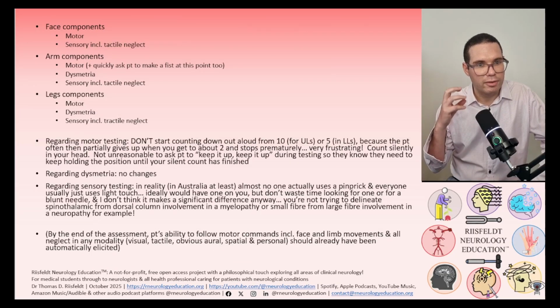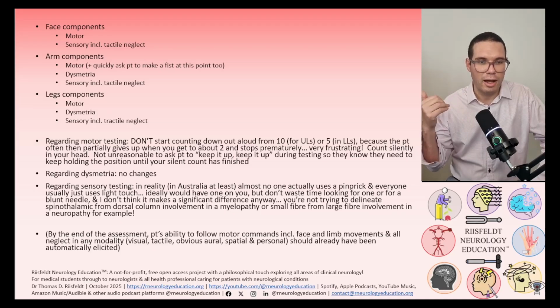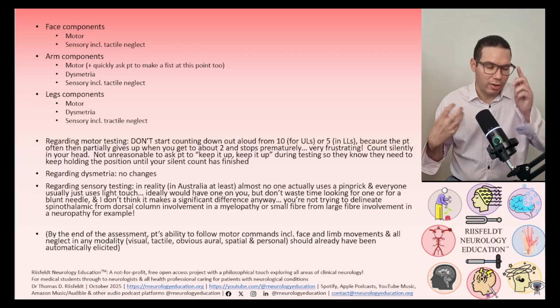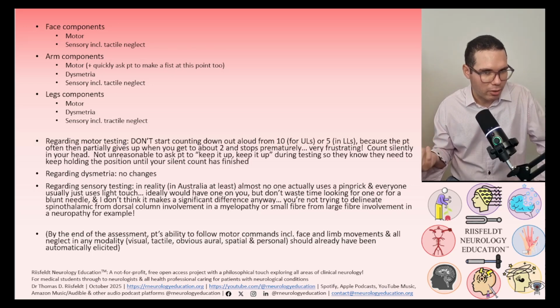We can now move on to the sensory and motor components with the rest of the body. And so you group this into the face, the arms, and the legs. Easy. So face, you do your motor, and then you do your sensory testing, including tactile neglect. Arms, you do your motor. And I would argue that when you're testing arm motor, if you ask the patient to raise their arm and they listen to you and they do it, you've already assessed that they're responding to a one-step command. So are you really achieving anything in addition by asking them to make a fist as well? I would argue probably not.